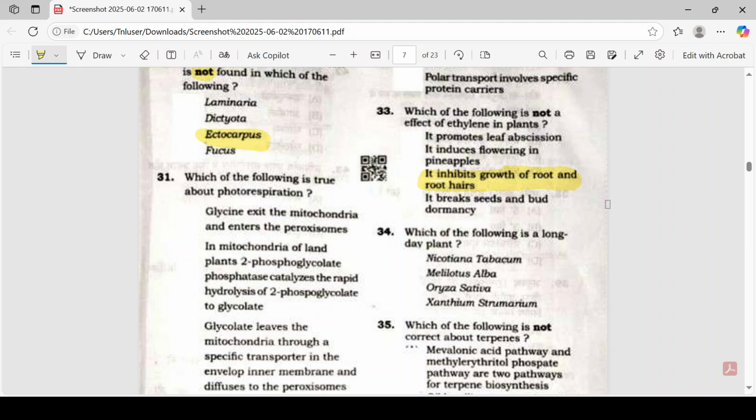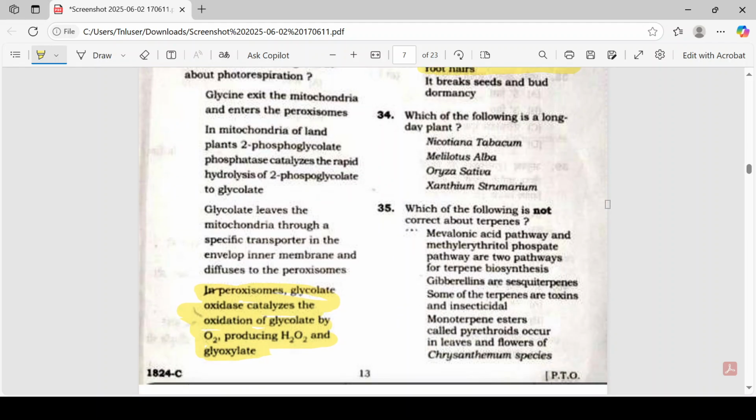Okay, so yes, now let's proceed to question number 34. Which of the following is a long day plant? Yes, so the correct answer to this will be Melilotus alba. Very, very interesting question. Okay, so yeah, the correct answer will be Melilotus alba.